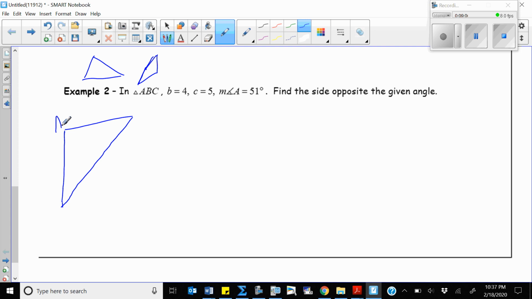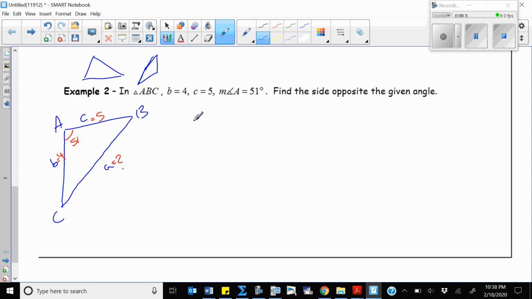And then you can start naming the sides and angles A, B, C. This is A, this is B, and this one is C. Let's see what is given. B is 4, so this is equal to 4. C is 5, and angle A is given as 51. And we need to find the side opposite the given angle, which means this one. So we're looking for side A.